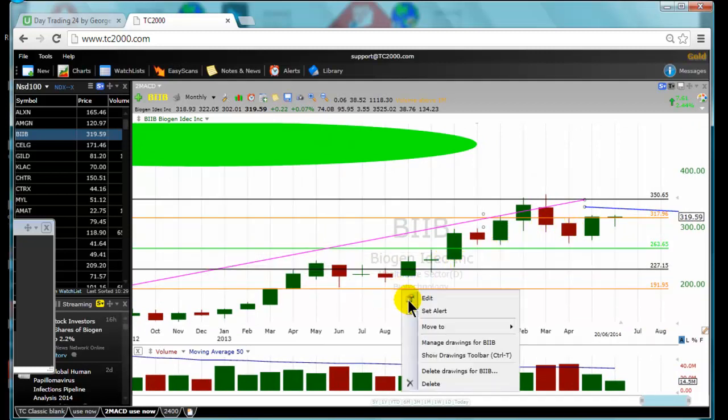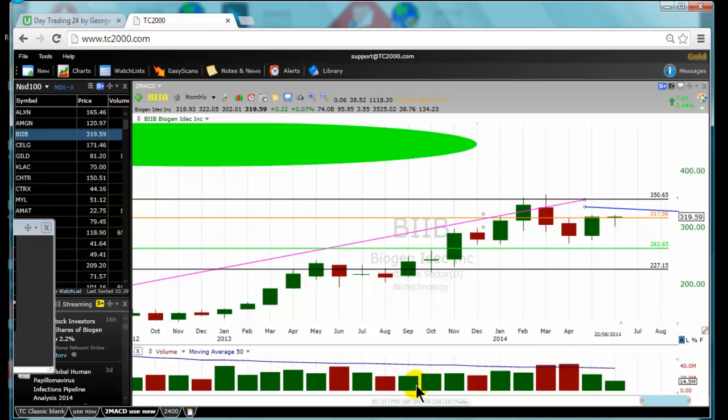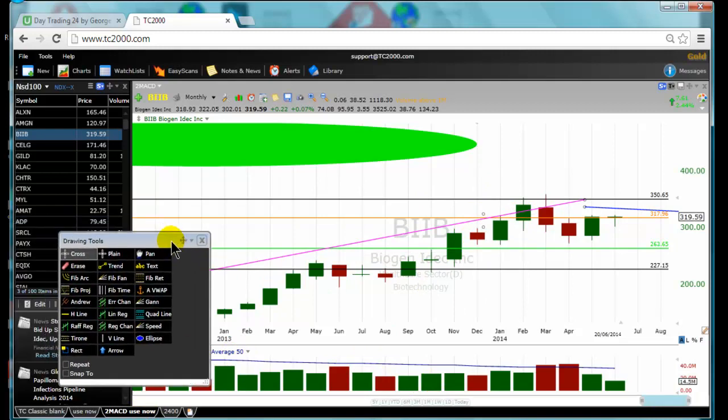I want to remove this orange line, because I don't need it. I don't want to remove all these lines here, I need them for something else. So my apologies to traders. The stock that we are looking at is Biogen Incorporated, an American stock.